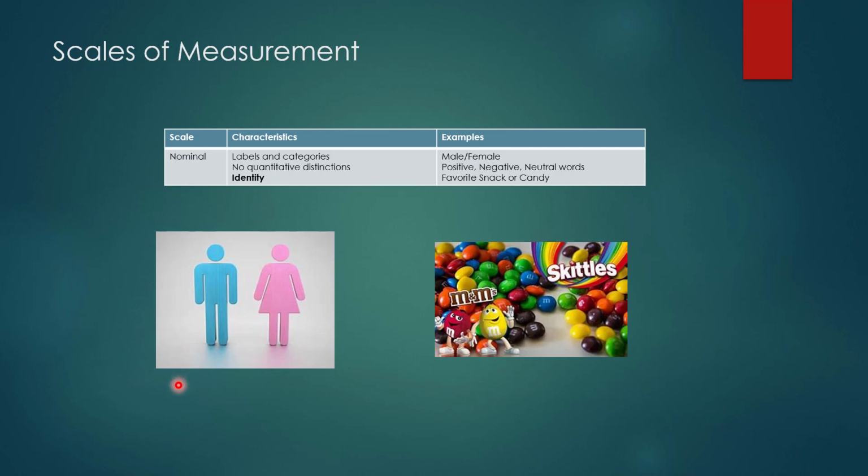There's 30 males and 25 females, something like that. So you're just categorizing and identifying which group the individual or event belongs to.